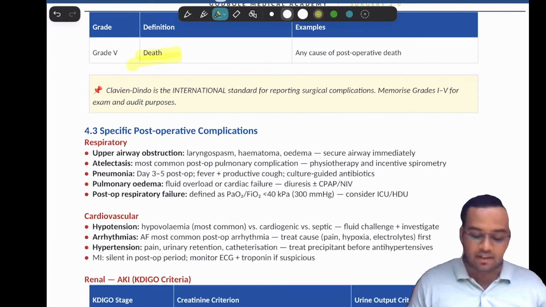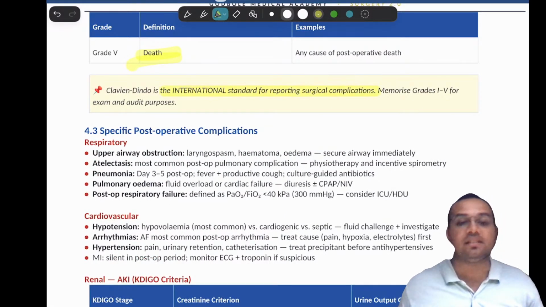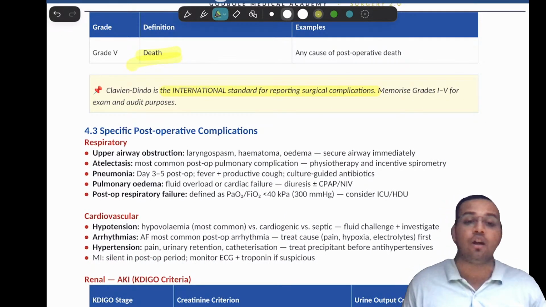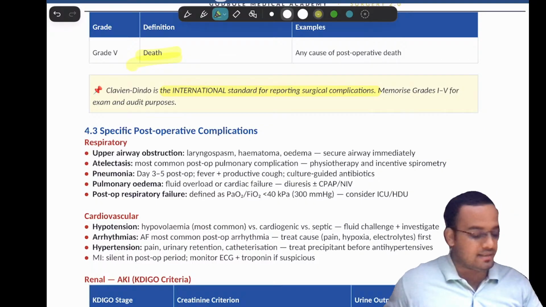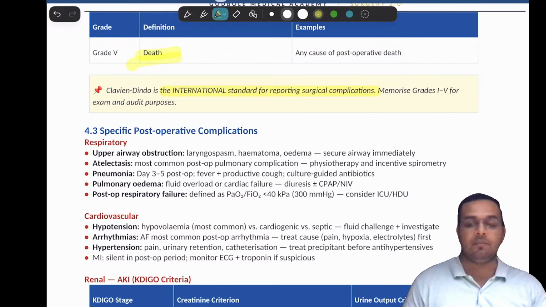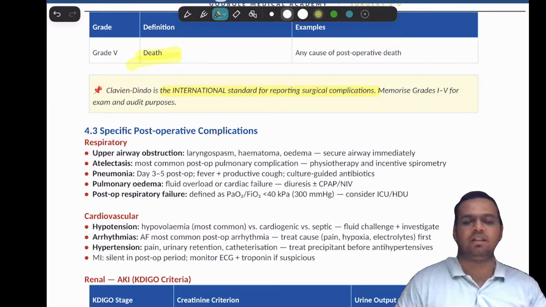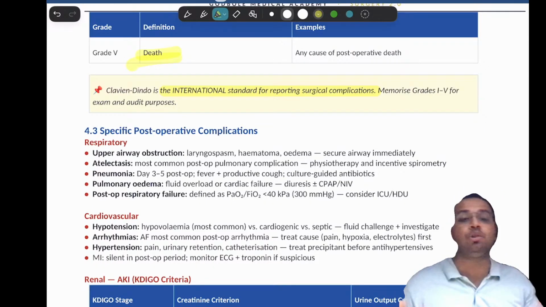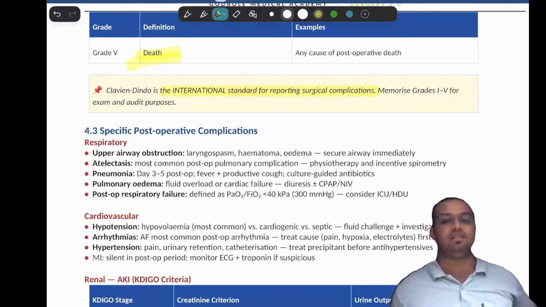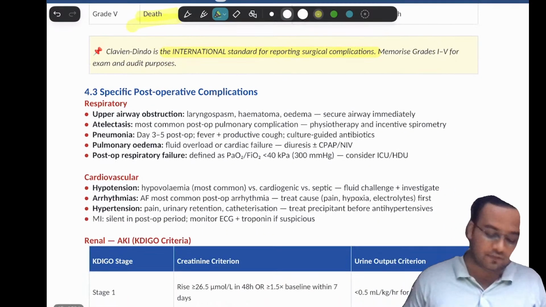Clavien-Dindo is an international standard for reporting surgical complications. So whenever you attend large conferences, multinational conferences, these people are going to use this terminology very routinely, that this patient had an uneventful course with Clavien-Dindo 0. If this patient had Clavien-Dindo 3, it means you should get a click of how the patient's course went post-operatively.